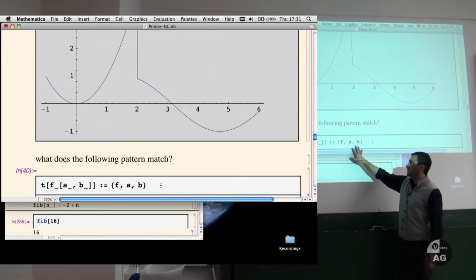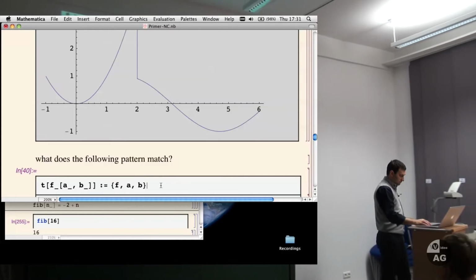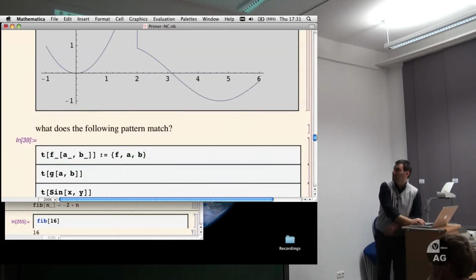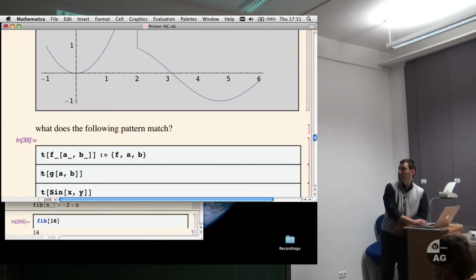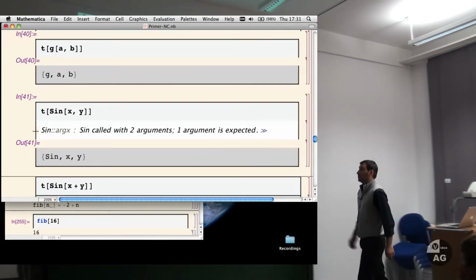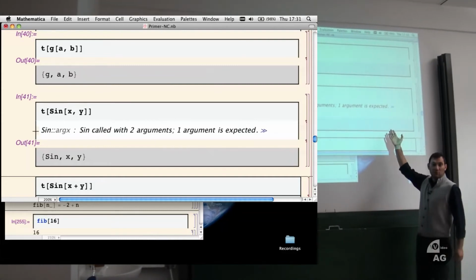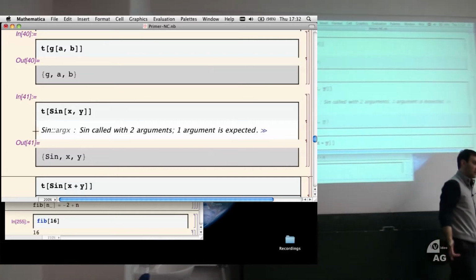And what does it return? It returns the name of the function and the list of the arguments. So, should we get g comma a comma b? Yes. Should we get sine comma x comma y? But wait a second, sine of x comma y, is it even defined? Very good. So Mathematica complains because it doesn't know what sine with 2 arguments is, but in the end we get exactly what we wanted, sine xy.